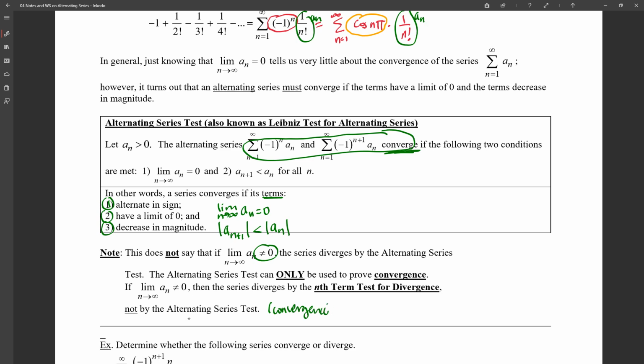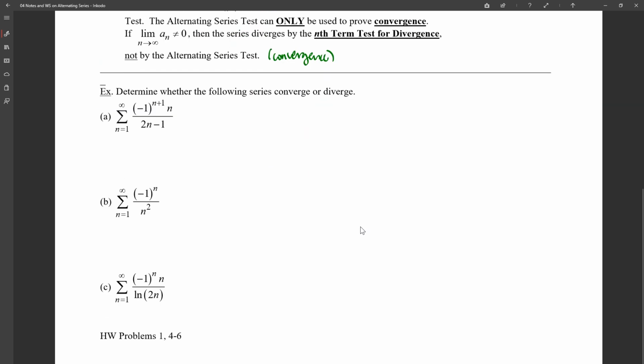It will never tell you about divergence, okay? Let's look at some examples. Right here, this says determine whether the following series converges or diverges. All right, so what we're going to see is that this is an alternating series. Why? Because this term here causes the sequence to go -1, +1, -1, +1.